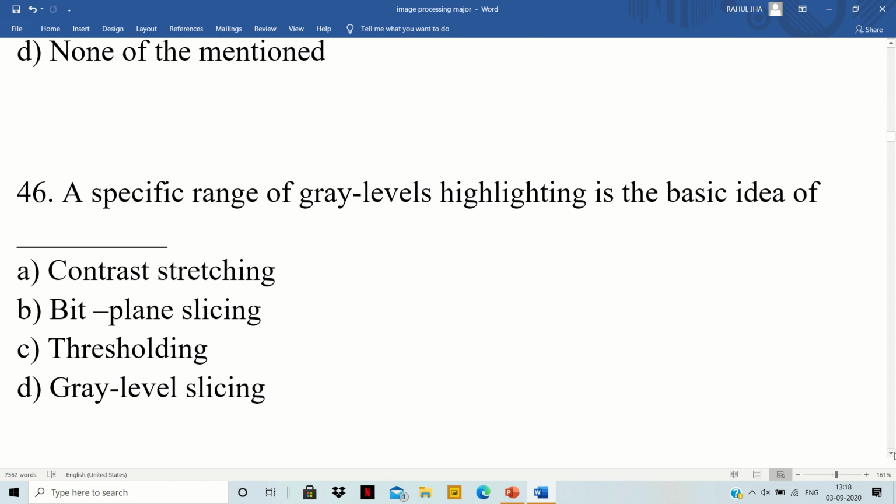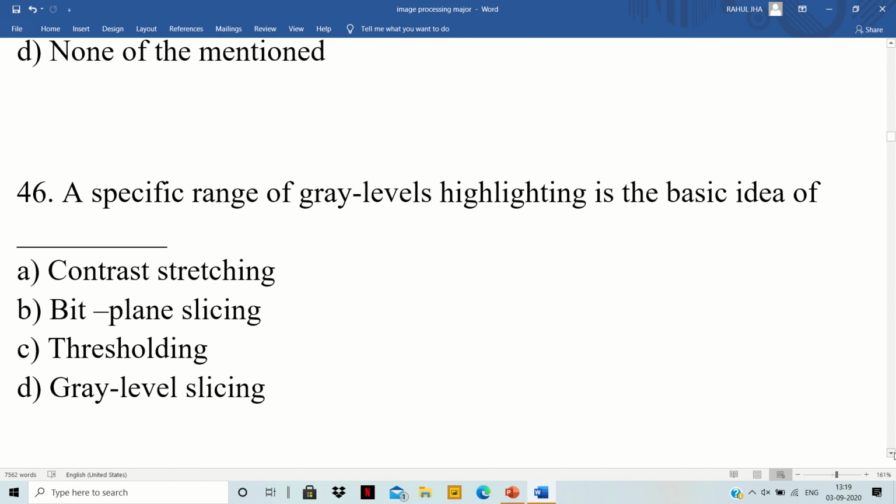The second option is bit plane slicing. So what is bit plane slicing? It is a method of representing an image with one or more bits. We are presenting the image with one or more bits of the byte used for each pixel. We are converting the gray level image to a binary image in the case of bit plane slicing. And C, thresholding, means we are taking some thresholding factors, a limiting factor.